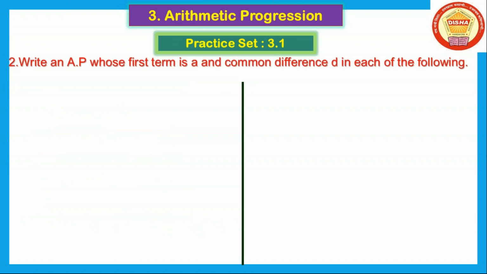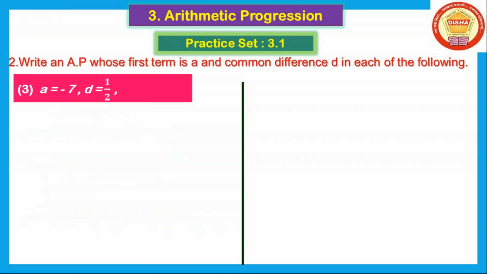Then we take example number 3. See, A is equal to -7, D is equal to 1 upon 2. Means common difference is present in the form of fractions. Okay. If you can do addition and subtraction of fraction numbers easily, then you can solve it easily. Okay. What is question? Write an AP. So as usual we write here first term, that is T1. T1 is equal to -7. Okay.